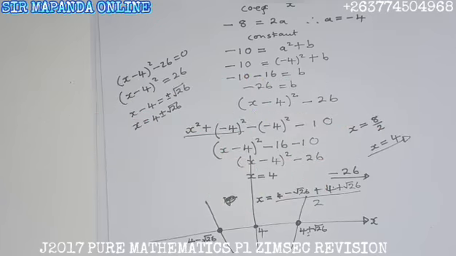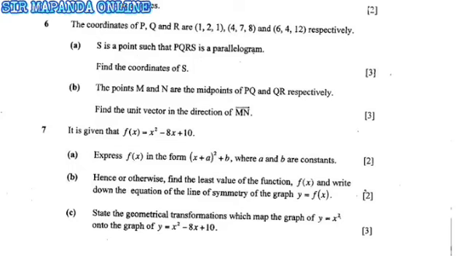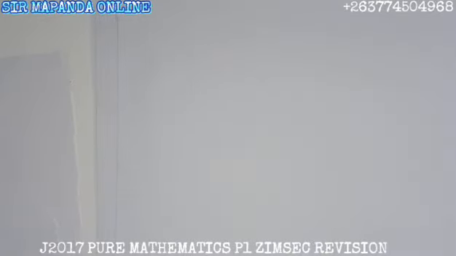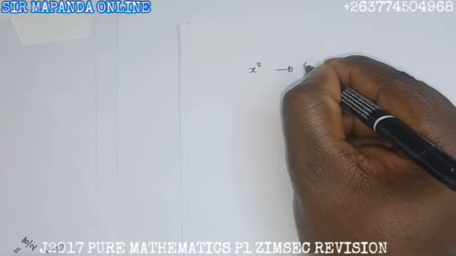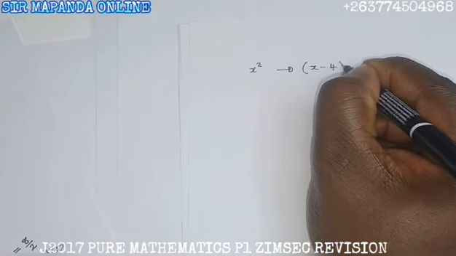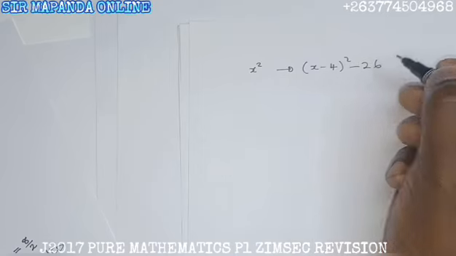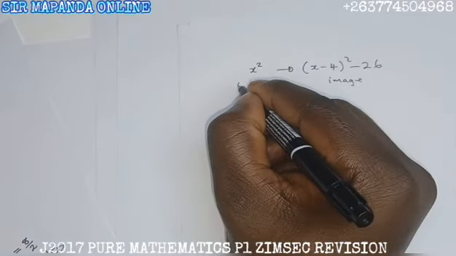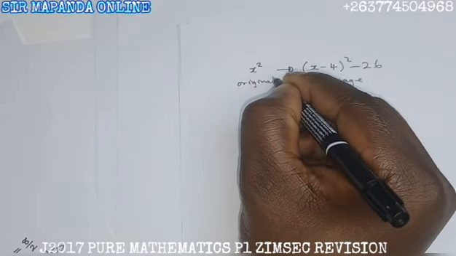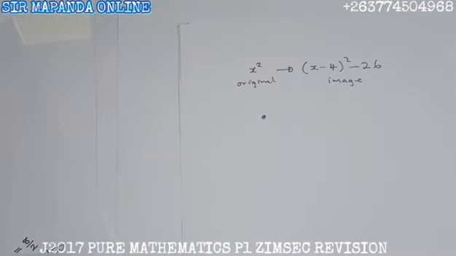We move on to part C of the question. It reads, state the geometrical transformations which map x squared onto x squared minus 8x plus 10. Right? So you can use the answer that you got from completing the square, which is (x minus 4) squared minus 26. This one represents your image. X squared represents your original. So they want you to state the transformations.